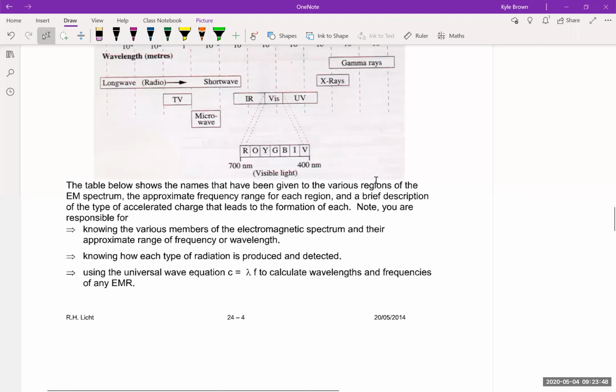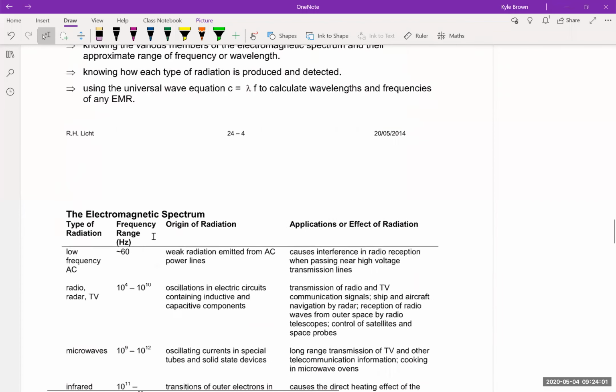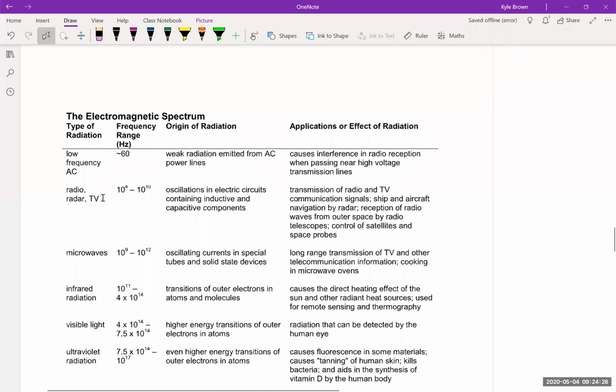Remember, they're all produced from an accelerating charge. So if we have low frequency AC or radio, like these ranges really far down this way, what causes those? Oscillations in electric currents containing inductive and capacitive components. So really this is just going to be electricity. Electricity can cause these things. You can literally have current going through a wire cause different radio waves. One thing to notice too is that radio waves are so long, right?